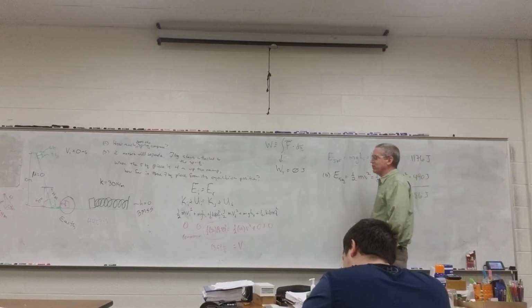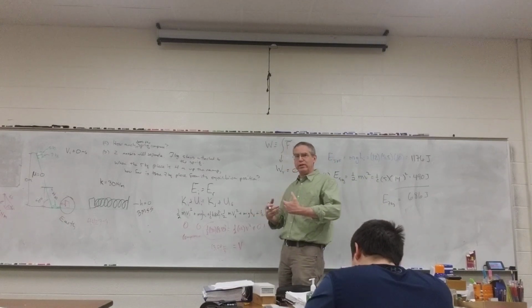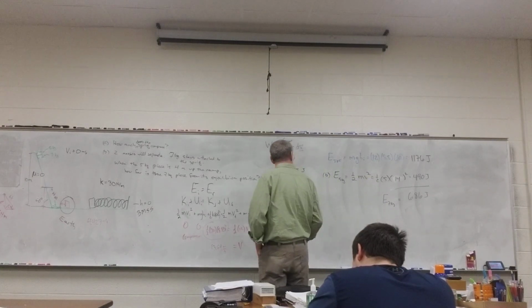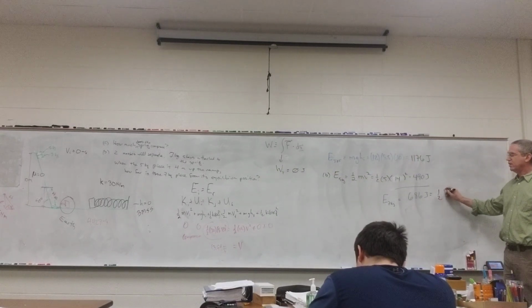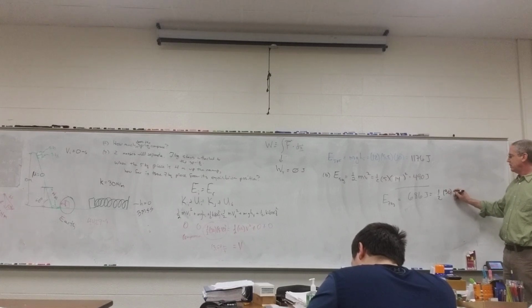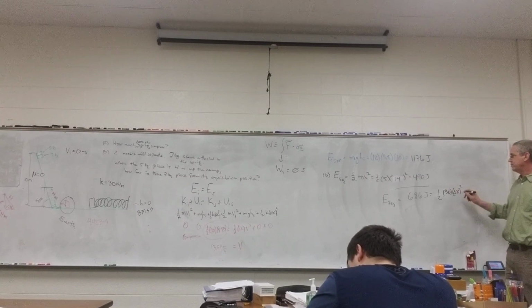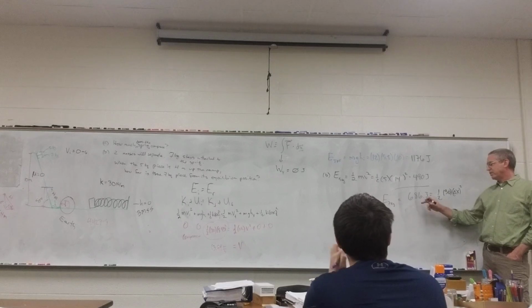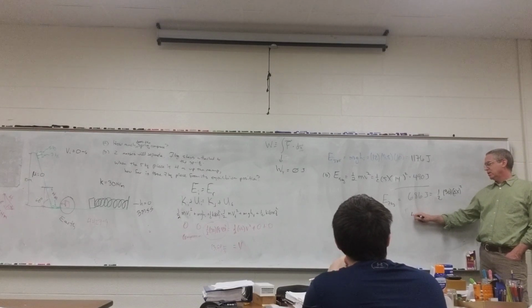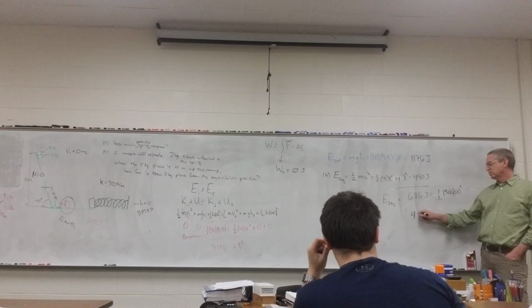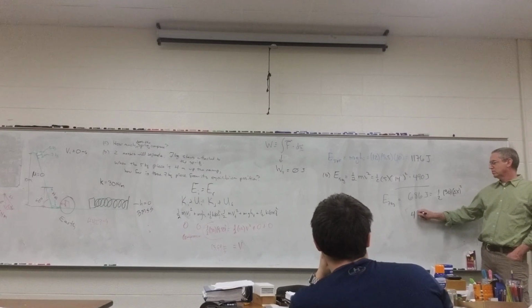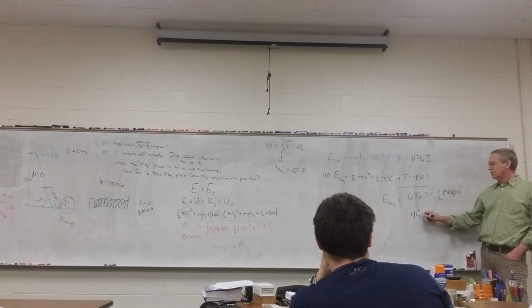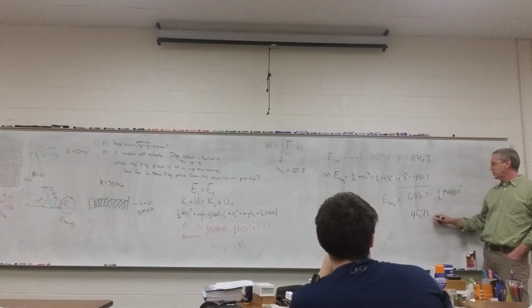Since the 7 kilogram mass is attached to the spring, it's all in the elastic. And so this 686 is equal to 1/2 times kx squared, which is 30 times delta x squared. So that divided by 15 is 45.73. And that is delta x squared. Yes.